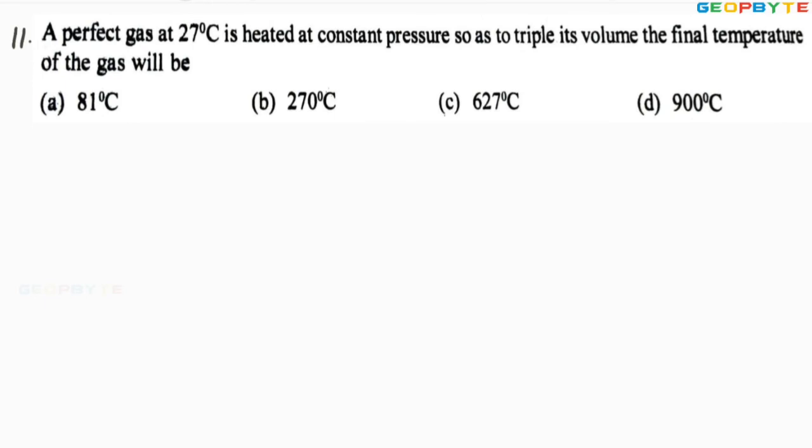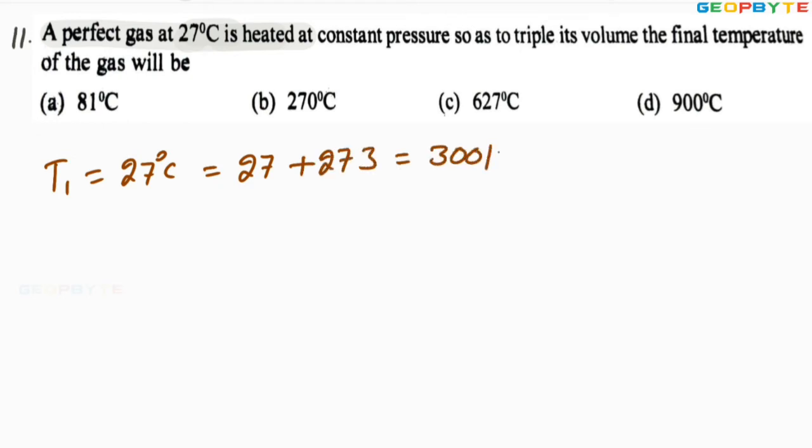Look at the next problem. A perfect gas at 27 degrees centigrade is heated. Initial temperature T1 equal to 27 degrees centigrade equal to 27 plus 273 is equal to 300 Kelvin. At constant pressure so as to triple its volume. The final temperature of the gas is, it is given that it is happening at constant pressure.